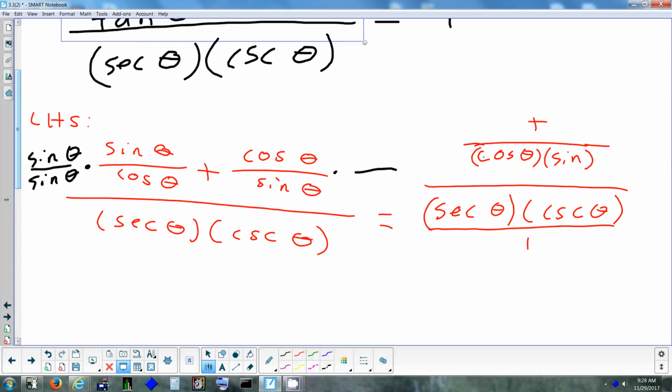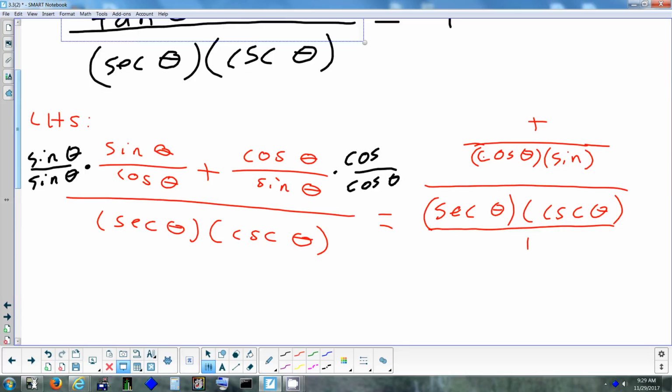Orion, what is the other fraction missing? Well, what's our common denominator for what's in the top? Cosine times sine. So that's right there, cosine times sine. That denominator is only sine, so what is it missing? It's missing the cosine.